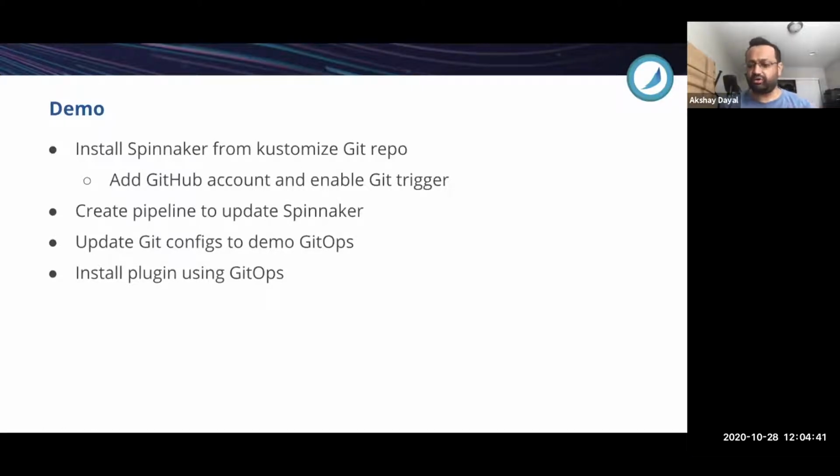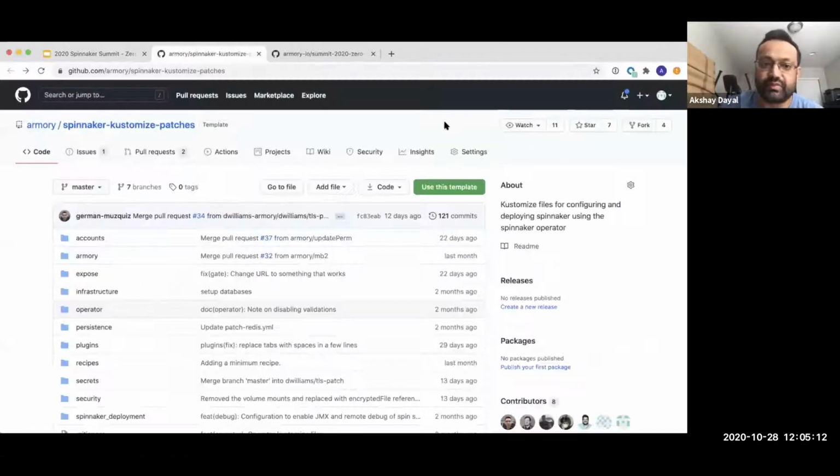And we'll be showing a few things. First is we'll go over the initial setup. Then we'll create the pipeline with the trigger so that it picks up changes to GitHub and deploys them. And then we'll also show a couple of examples of making changes to Git. One is we'll update the version of Spinnaker, and then we'll also install a plugin by configuring it in GitHub and see it show up in Spinnaker.